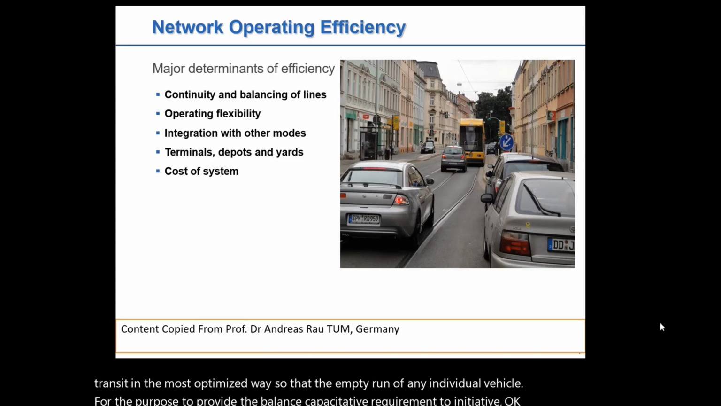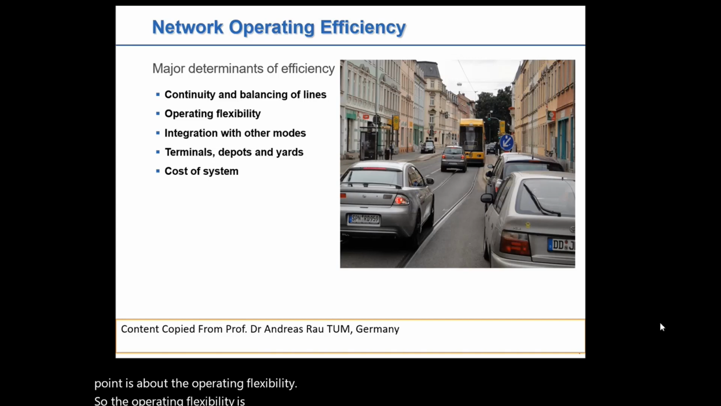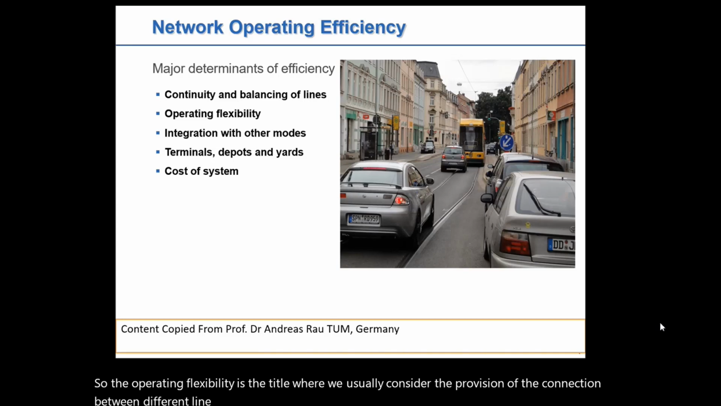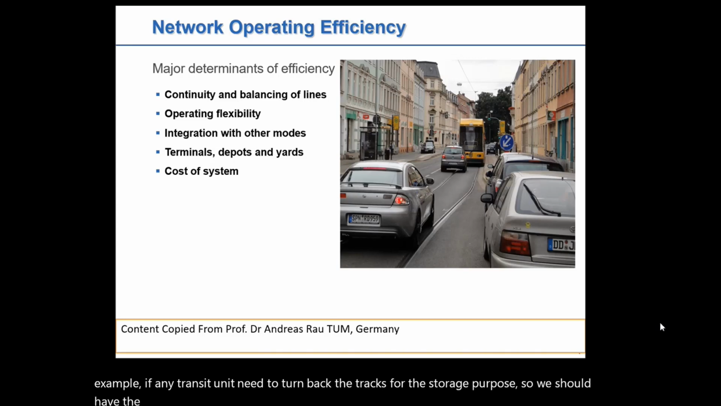Okay. The second point is about the operating flexibility. So the operating flexibility is the title where we usually consider the provision of the connection between different lines at which different transit units can be switched among different lines. For example, if any transit unit needs to turn back the tracks for the storage purpose, so we should have the operating flexibility as well in terms of the operation.